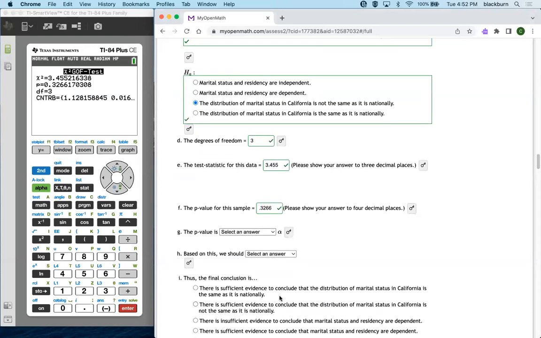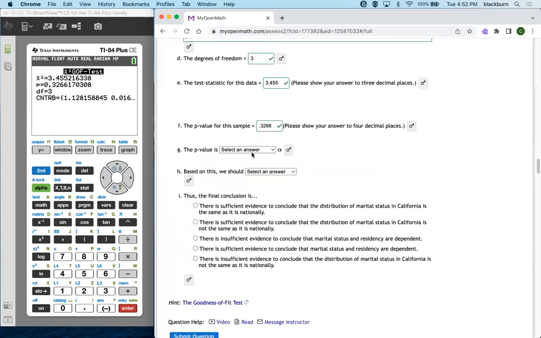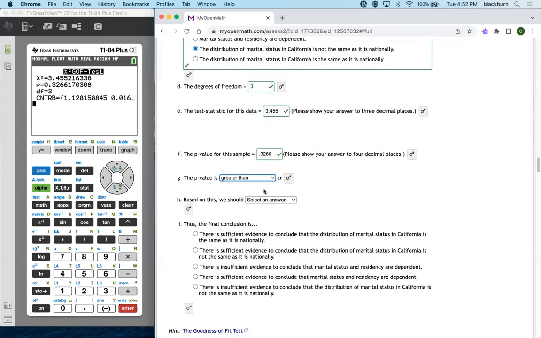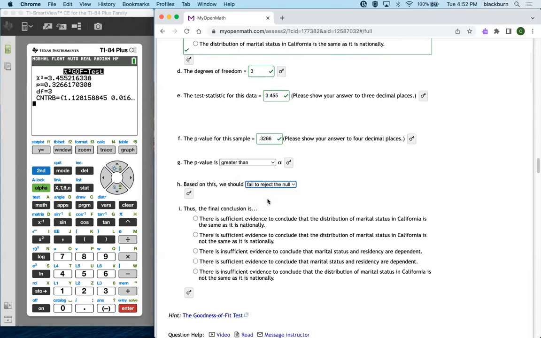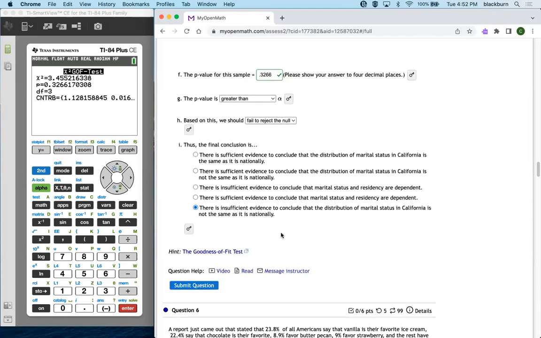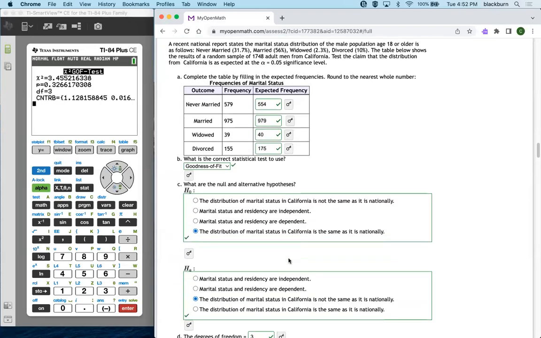So the p-value is definitely greater than alpha, because alpha is 5%, 0.05, right? We expected that. Look how close the data is to the expected frequency. None of them are that far off, right? It would have to be way off for us to reject the null hypothesis. So we fail to reject again. There's insufficient evidence to conclude that the distribution in California is not the same as it is nationally. I know that's a double negative, but there you have it. That's the way those work. Okie dokie.